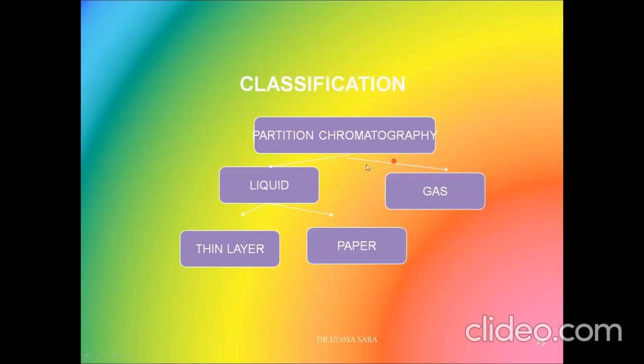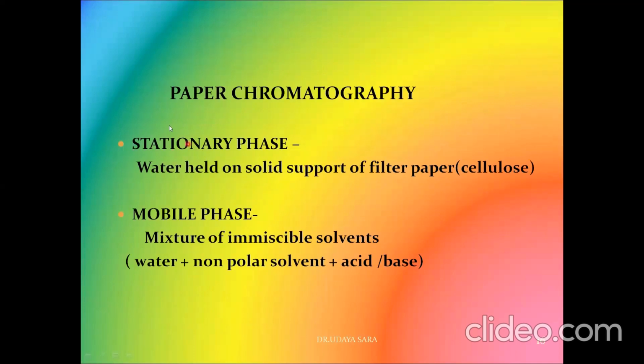So how will you classify partition chromatography? It is of two types, liquid chromatography and gas chromatography. In liquid chromatography, we have thin layer chromatography and paper partition chromatography. We will see them one by one. First is paper chromatography. It is of the type liquid-liquid partition chromatography.